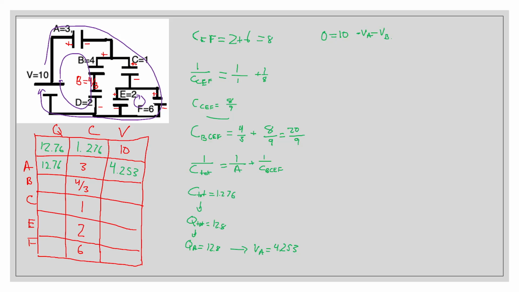All right, this is going to lead to VB equaling 5.746. I think that's right if you do the rounding properly. 5.746. All right, so I've got VB.